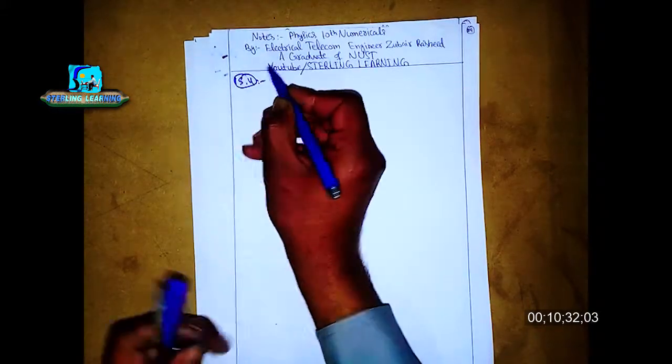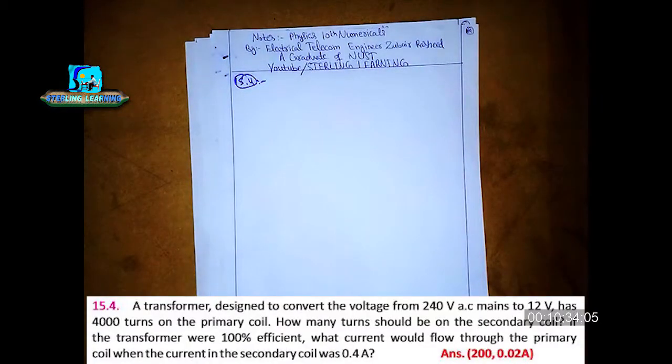15.4. A transformer designed to convert the voltage from 240 volt AC mains to 12 volt has 4,000 turns on the primary coil. How many turns should be on the secondary coil? If the transformer is ideal, what current would flow through the primary coil when the current in secondary coil is 0.4? Simple thing.